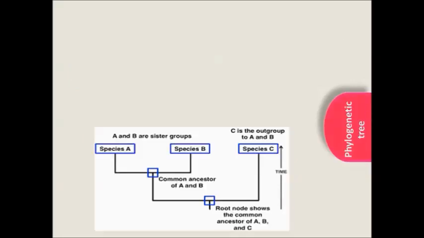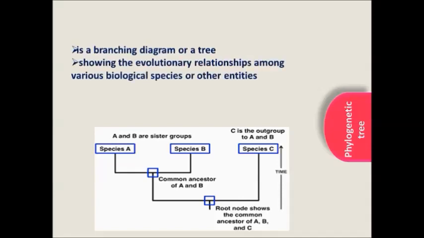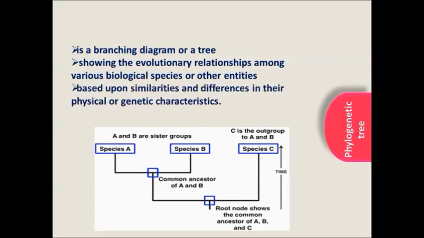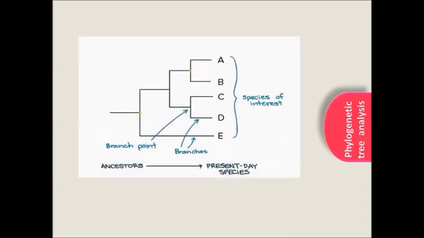Now, going to the phylogenetic tree as a definition, it is a branching diagram or a tree showing the evolutionary relationships among various biological species or other entities. It is based upon similarities and differences in their physical or genetic characteristics. Now, why is it useful? Because it helps in knowing the evolutionary history of organisms, and it shows how and when the branches of the phylogenetic tree have evolved from the common ancestor. Now, let's know more about the anatomy of the phylogenetic tree.